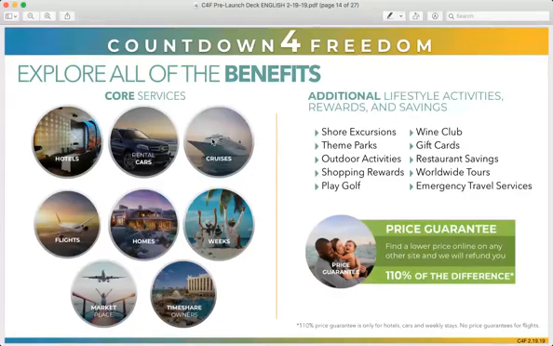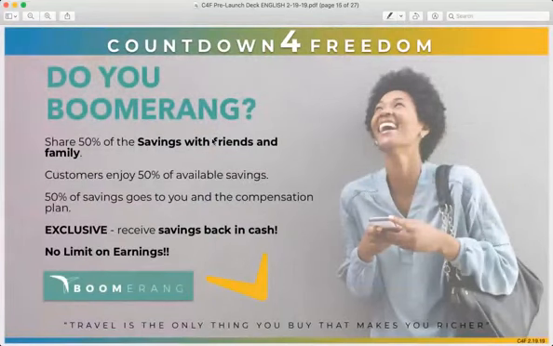Weeks, marketplace, shore excursion. Here's the deal. All of it comes with a 110 price guarantee. Somebody finds the price better elsewhere, they still don't have to leave because we're going to pay 110% of the difference. All of this has to do with creating that world-class customer experience, which will create the perpetual residual income builder.